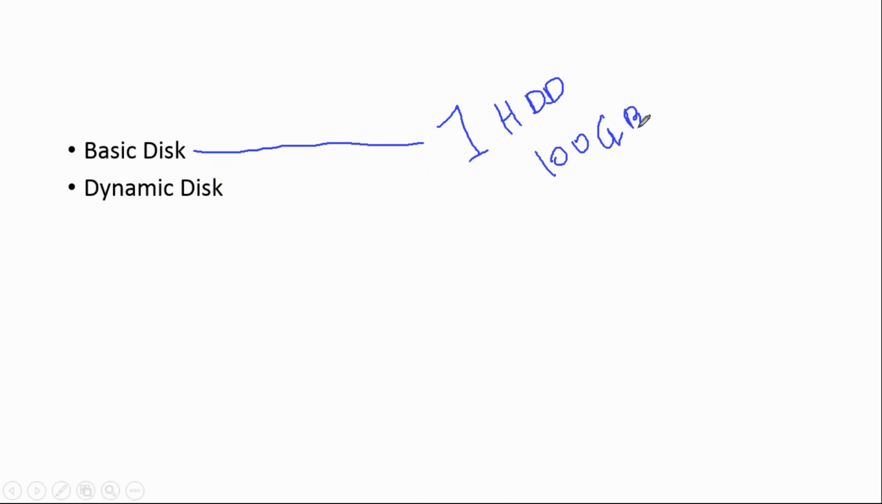Basic disk. If you are working with basic disk, it supports a single hard disk. That means only one hard disk you can use. Say for example, the hard disk is 100 GB. You can have your data in 100 GB in a single hard disk, single storage device. If this disk fails, that's all gone. You don't have backup for this.